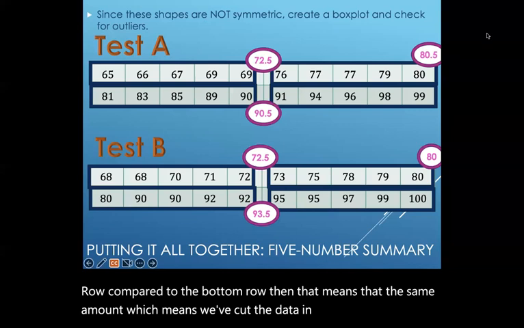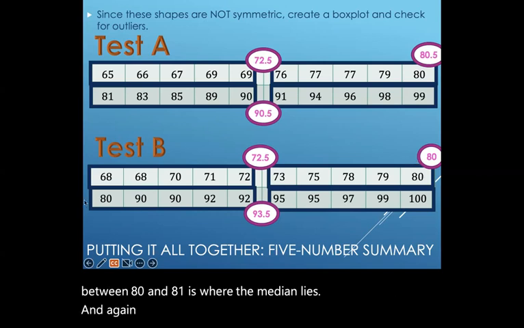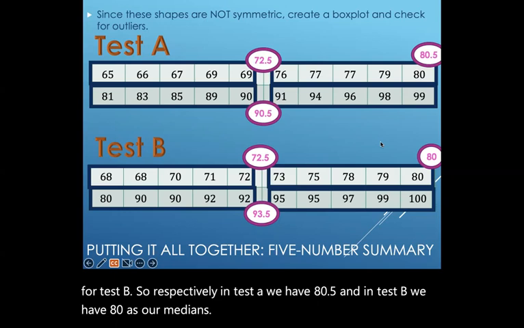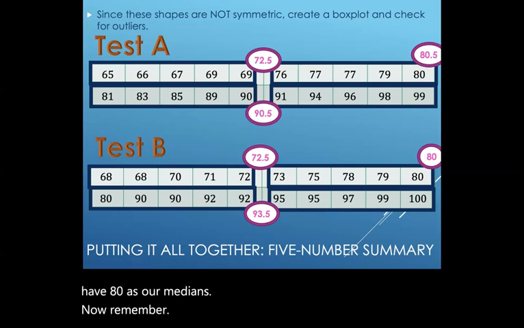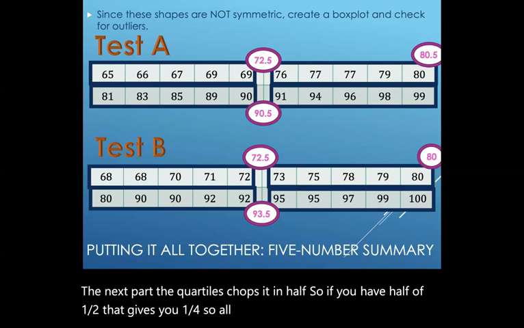So clearly between 80 and 81 is where the median lies. And again, for test B, between 80 and 80 is where the median lies. So respectively, in test A, we have 80.5, and in test B, we have 80 as our medians. Now, remember, the next part, the quartiles, chops it in half again. So if you have half of a half, that gives you a quarter. So all we're doing is we just keep chopping the data in half.